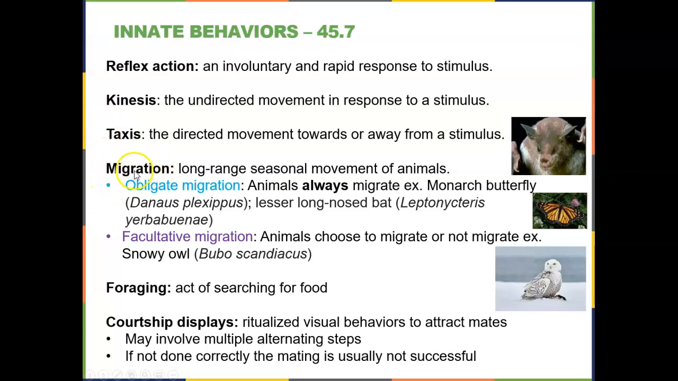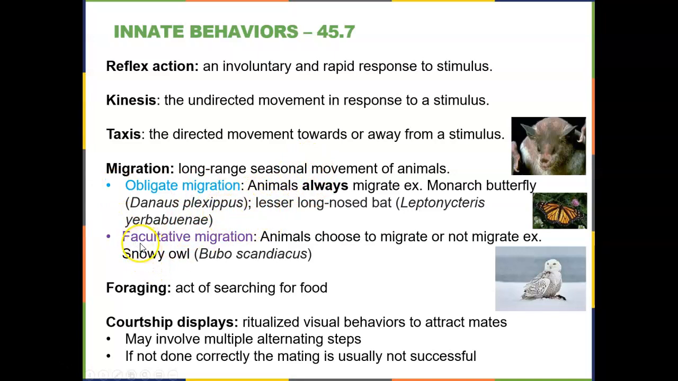again, remember, inborn, nothing learned, called migration. These are long-range seasonal movements of animals. Obligate migration: the animals always migrate. They're always going to move from one area to another. An example is the monarch butterfly might move from the northern parts of North America all the way to Mexico. The lesser long-nosed bat will move from California in the summer to more like Mexico, South Central America in the winter. So this is a seasonal movement.